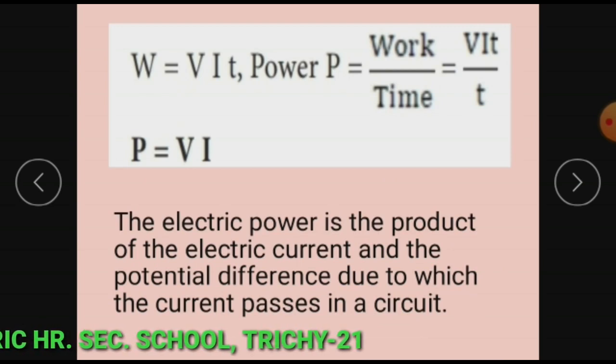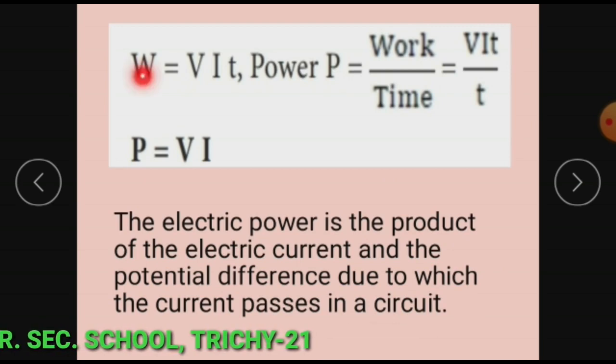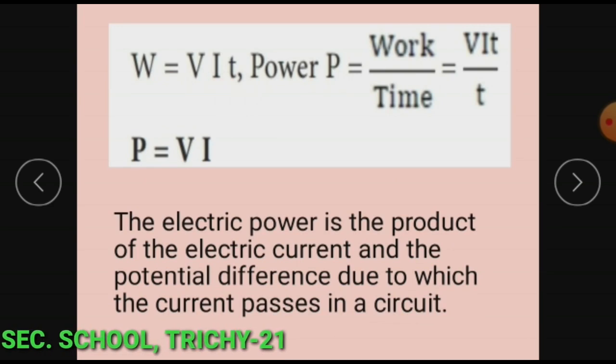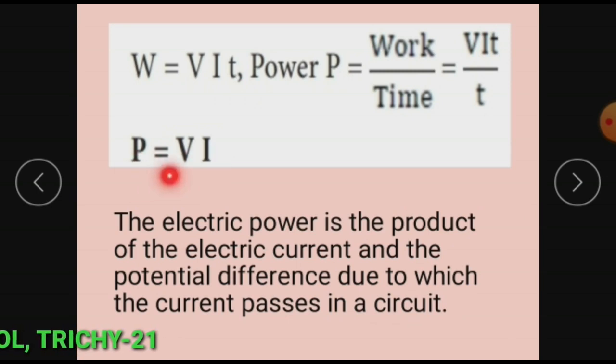Power P equal to work by time. Here the value of W is substituted in this equation: P equal to VIT by T, so P equal to VI. That means power equal to VI. So the electric power is the product of the electric current I and the potential difference V due to which the current passes in a circuit.